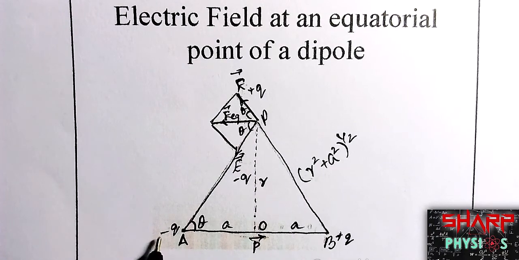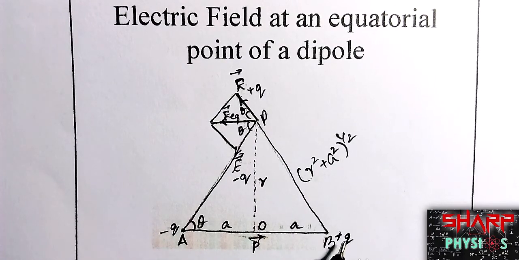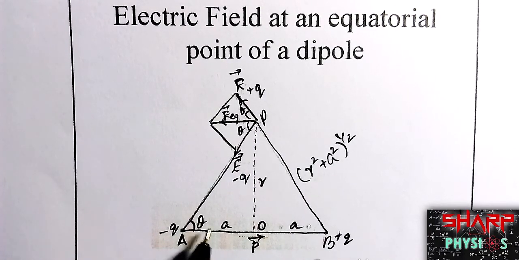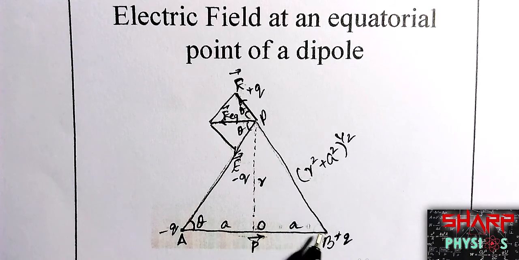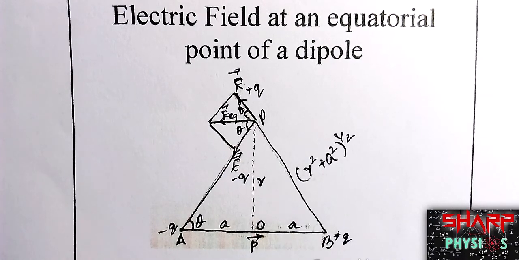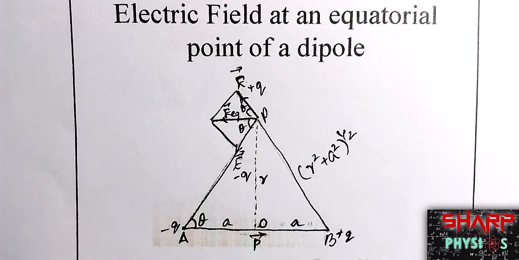The charge here is negative charge as well as here it is positive charge, and the dipole moment is P. The distance from here to the origin is A, and from the origin to B it is another A. So let P be the point on the equatorial line of the dipole at a distance R. When you join all these things, you get a triangle.